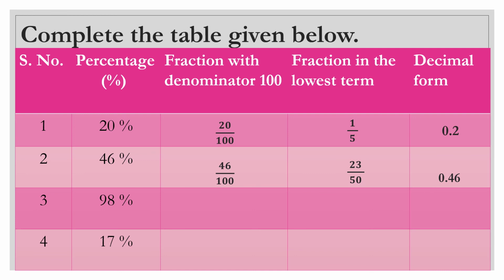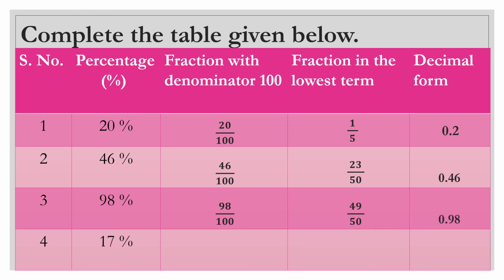Question number 3. 98%. First, write it in fraction form. That is 98 upon 100. Then in the next column, we have to write 98 upon 100 in the lowest term. So simplify. See, 98 and 100 both are divisible by the same number 2. So divide. If we divide, we get 49 upon 50. And 49 upon 50 is in lowest term because 49 and 50 have no common factor other than 1. Now in the next column, we have to write 98 upon 100 in the decimal form. And the answer is 0.98.